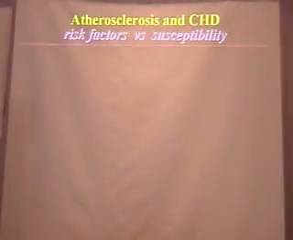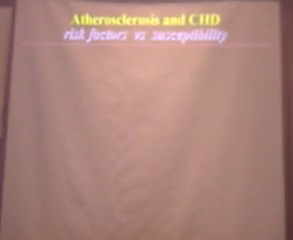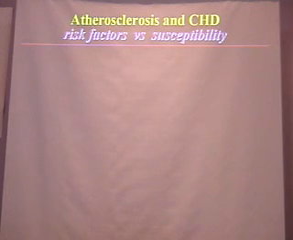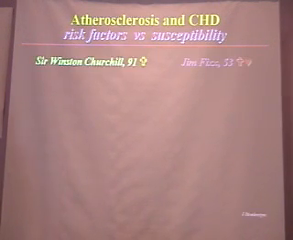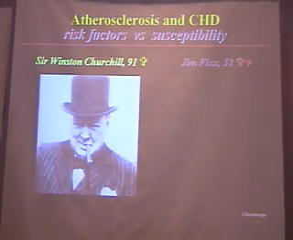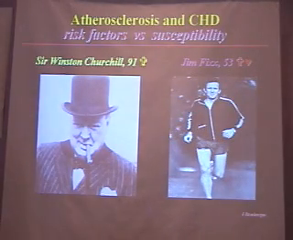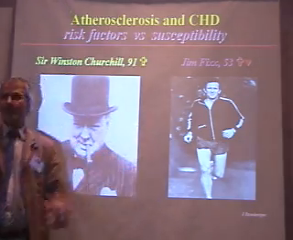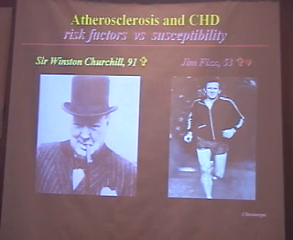Just to illustrate the difference between risk factors for the disease and susceptibility to the disease. Many of you have seen this before. I have it from John Rumberger. Sir Winston Churchill died 91 years old, not of a heart attack, while Jim Fixx died of a heart attack 53 years old. I could imagine there was no major difference in risk factors, or they don't necessarily need to be any major difference in risk factor. It could just be because Jim Fixx was more susceptible for this disease, while Churchill has strong arteries. He was not susceptible to these risk factors.